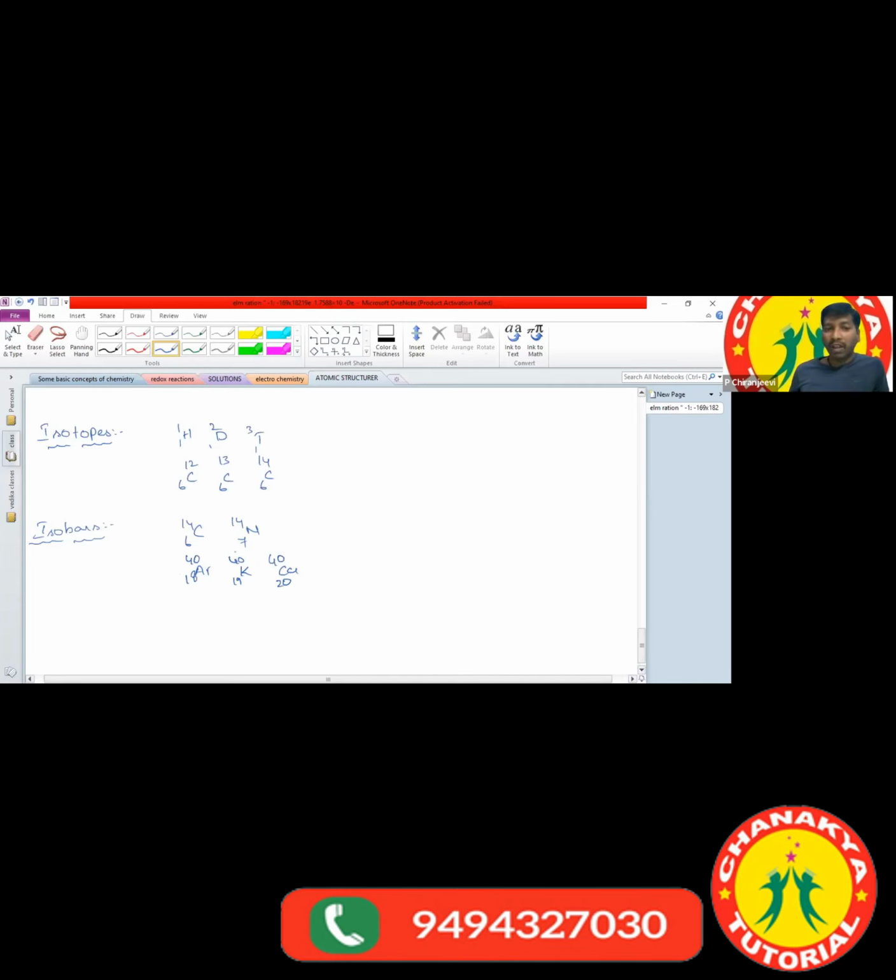Isobars are nothing but those with the same atomic mass but differing in their atomic number. And what is another example? Next one here, isotones. So what is meant by the isotones?